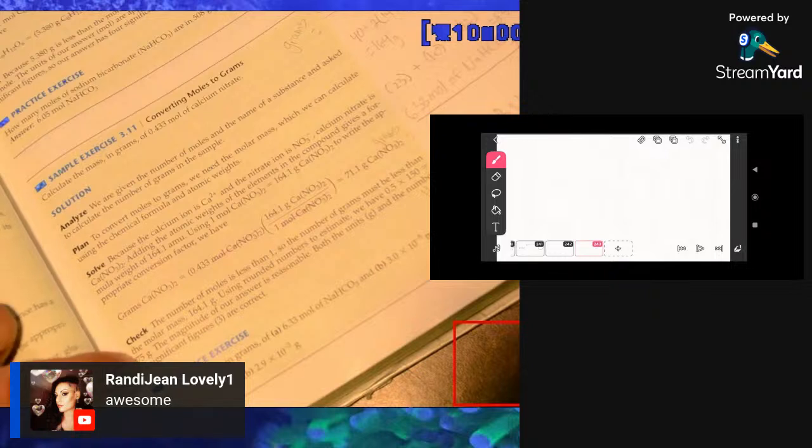So then when it says practice, what is the mass in grams of 6.033 moles of sodium bicarbonate and 3.0 times 10 to the negative 5 moles of sulfuric acid? All right, so let's do that.